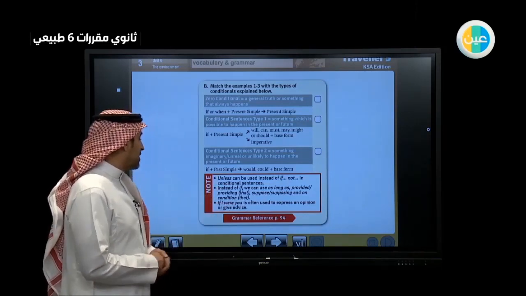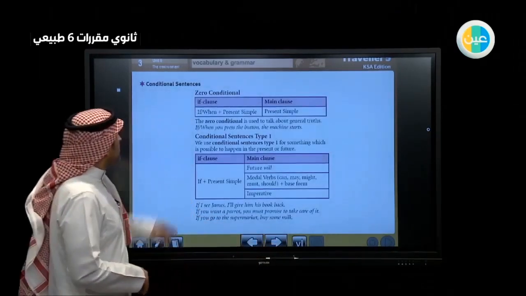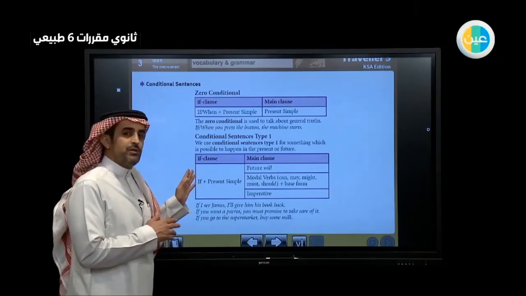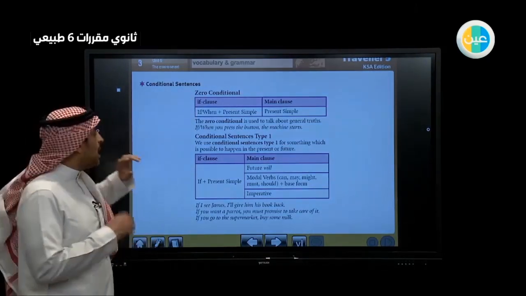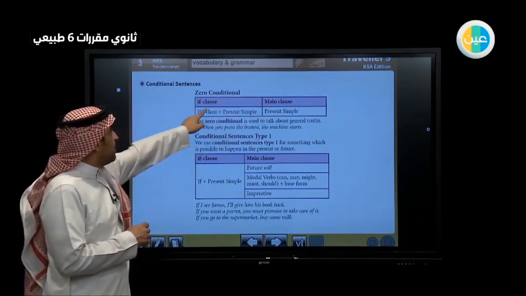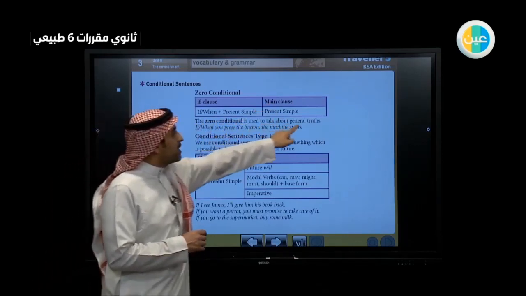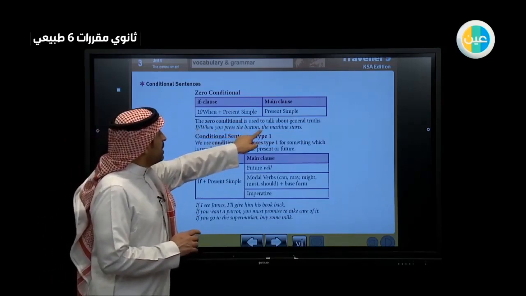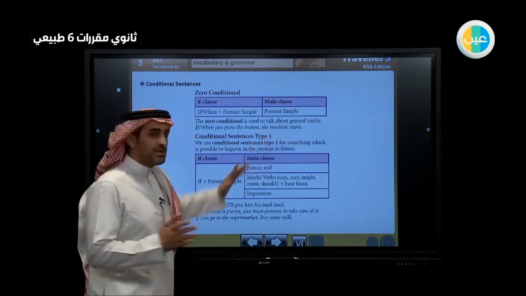Also these others. Go to grammar reference page 94, please. This is grammar reference 94, in your student book, and it's very important. You can see how to write and how to use the zero conditional. If clause, if or when with present simple, main clause present simple. This is used for talking about general truth. When or if you press the button, the machine starts. We use present simple because it's a truth.